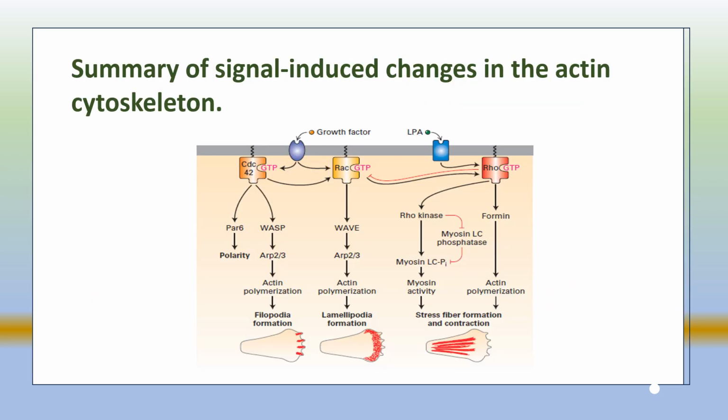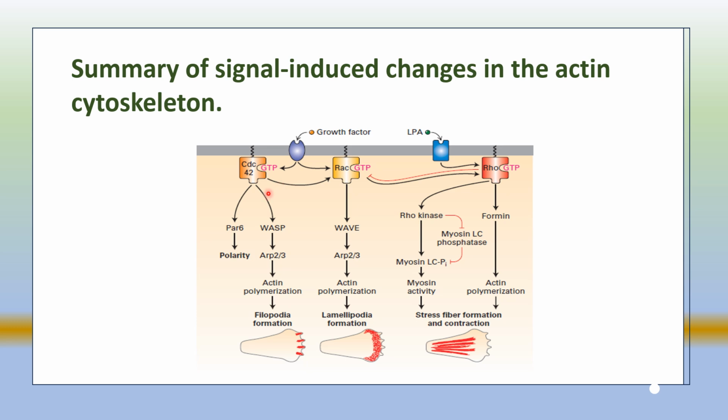Now after that, let's summarize all of the signal induced changes in the actin cytoskeleton. Earlier as well, we mentioned that it all starts from a growth factor. So there has to be a signal. This signal can be a growth factor or it can be lysophosphatidic acid, LPA. As soon as this signal, the ligand, comes, it will bind to its receptor, which is present on the membrane, and now this receptor is influencing some other proteins.